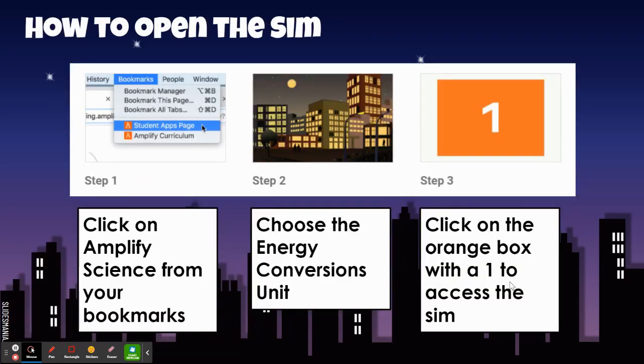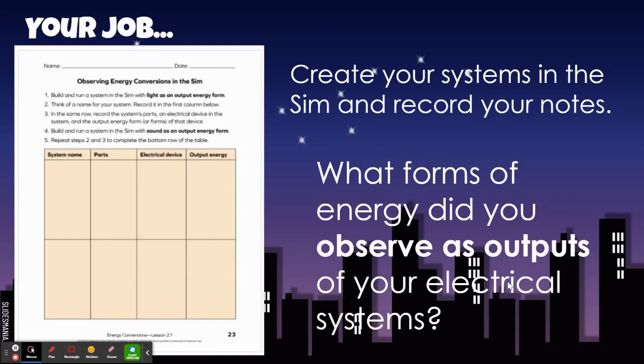All right, so now, in case you need a reminder, here is how we open our sim. You're going to click on Amplify Science in your bookmarks. Okay. Then you're going to choose the energy conversions unit. It should look something like this. And you're going to click on the orange box with a 1 to access our sim. Our job will be to create 2 different systems. Remember, one with a light output and one with sound output. And fill in all these parts. We will need this for our next activity, so make sure you do this.